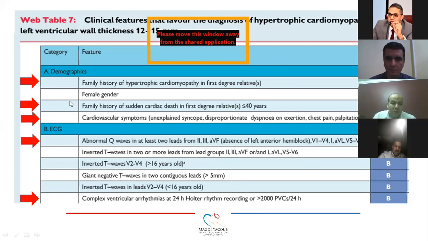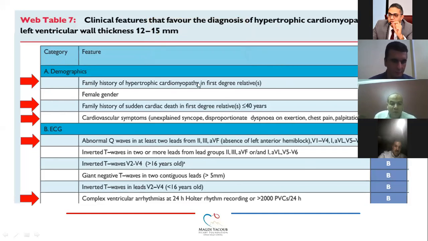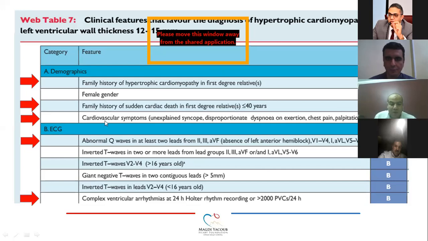From the demographic points that we just said, we can apply these criteria on our patient. Our patient has a family history of hypertrophic cardiomyopathy in a first degree relative, as we just said, by the family pedigree. She's female. She has a family history of sudden cardiac death in a relative who was 39 years old. She has cardiovascular symptoms. She has abnormal Q wave in lead 3 and aVF. And she has complex ventricular arrhythmia, non-sustained VT, on 24-hour Holter monitoring.